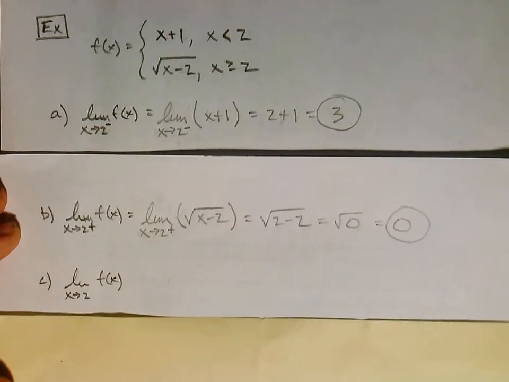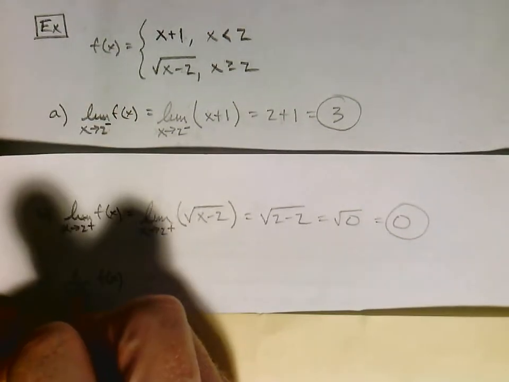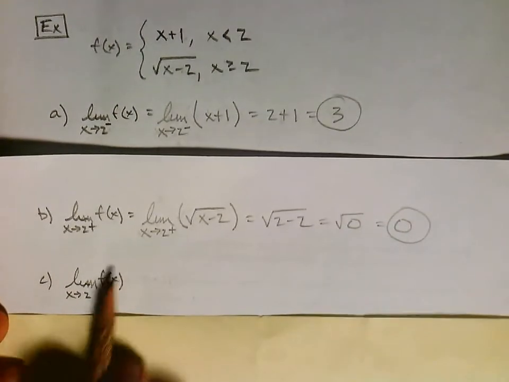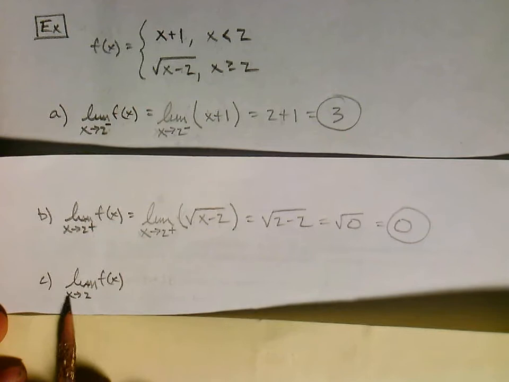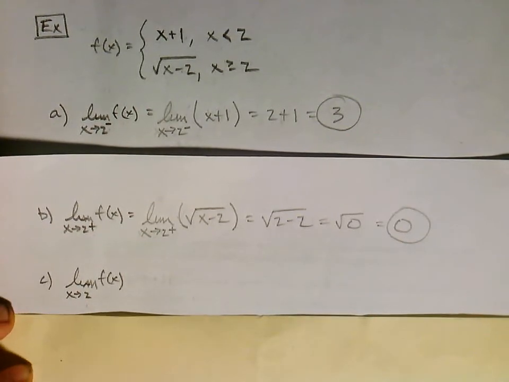And then I've got a couple more. How about this one? So the limit, getting sloppier and sloppier. Wow, it's just getting worse and worse. The limit of f of x as x approaches 2, and notice there's no left or right indicated. That's a two-sided limit. What would be the answer to the two-sided limit here?